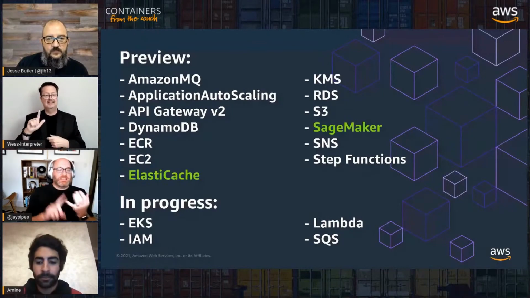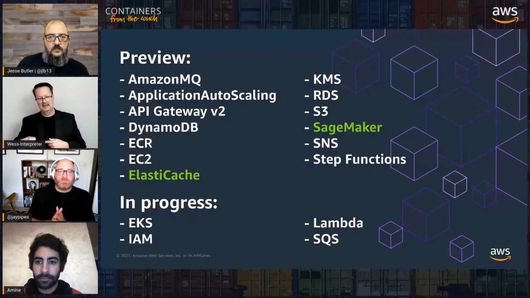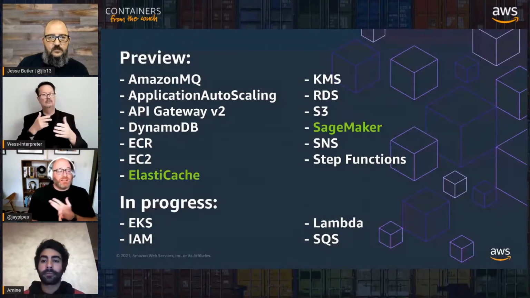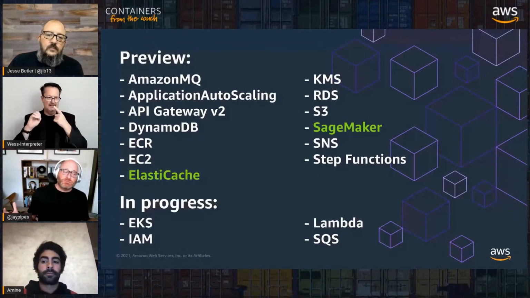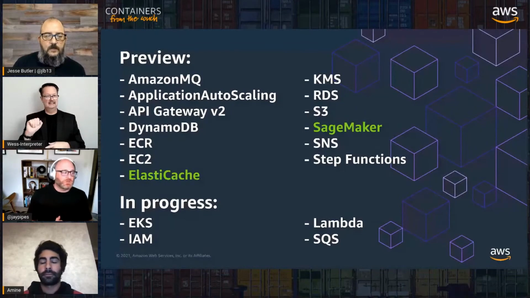Elasticache, KMS, RDS, S3, SageMaker, SNS, and step functions. All of these controllers are in preview right now. I have Elasticache and SageMaker highlighted in green because they are quite close to going generally available.